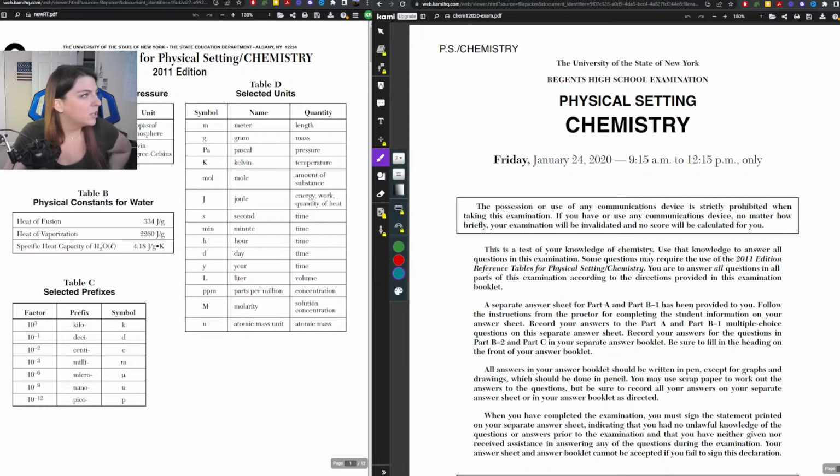I'm kind of trying to work dual screen here. My thing doesn't want to work. Oh, come on. Can I shrink this window? No, I have to grow this window. Got it. Okay.